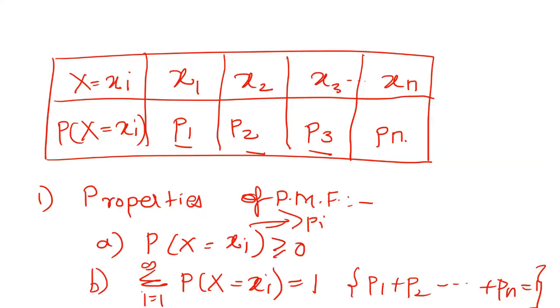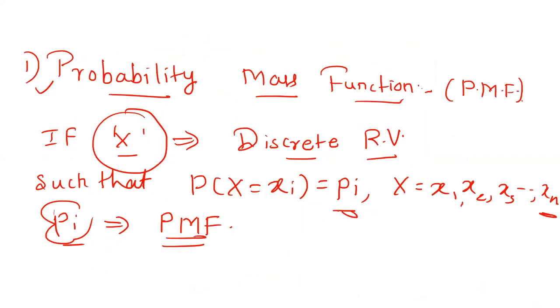So you have a table where x is taking different values x1, x2, x3 till xn, and the corresponding probabilities are P1, P2, P3 till Pn. What are the properties of PMF? Every value P1, P2, P3 till Pn is going to be greater than or equal to 0. And secondly, if you add all these values, it is going to be equal to 1. So that is the property of PMF. The next point we'll be talking about is PDF. After this, we'll try to solve a numerical also, when we'll understand better.